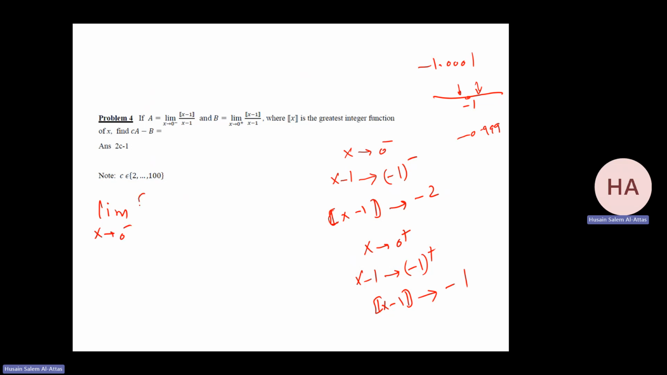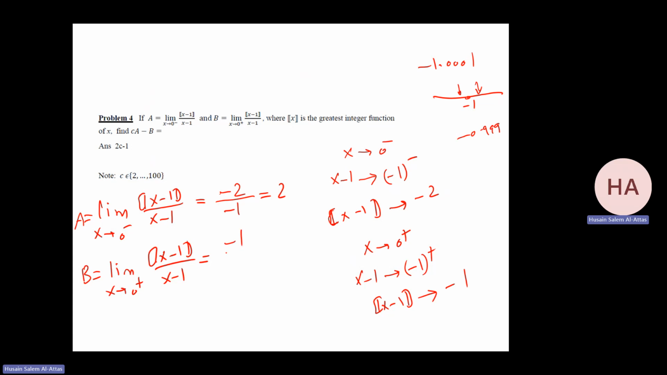Limit x goes to 0 from left over x minus 1. If we do this, the greatest integer, just substitute. Since I'm doing it from left, we agree this goes to minus 2. Substitute the 0 there, you get minus 1. That will be 2. That will be A. B, limit x goes to 0 from right for the same thing. From right, I'm getting minus 1. 0 minus 1 will be minus 1, that will be 1. And that will be B. So A minus B will be 2 minus 1, and that will be the answer.